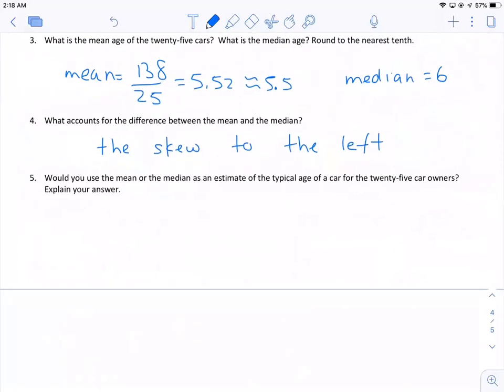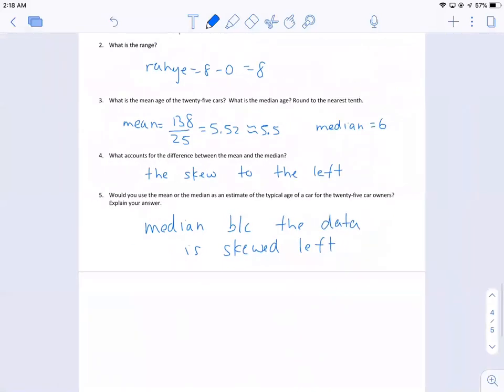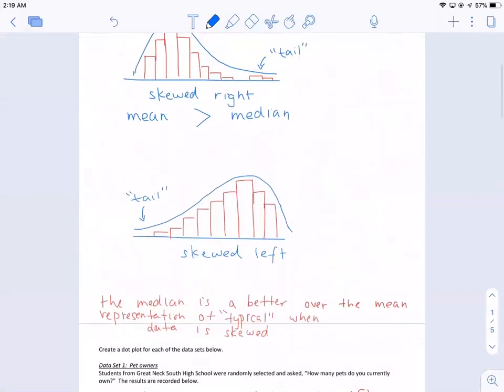So would you use the mean or median as an estimate for the typical age of a car for the 25 car owners? Just like when it was skewed right, we're going to be using the median, because the data is skewed left, right? And when the data is skewed left, it's going to pull the mean also to the left. And when I say to the left, I mean it's going to pull it down, so it's going to be lower, right? Let's just add that last bit in our notes here.